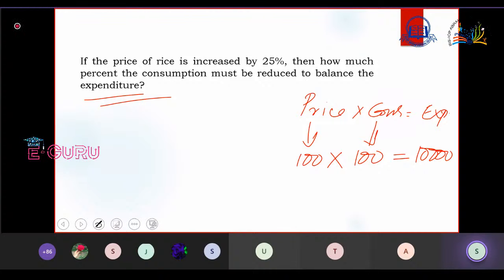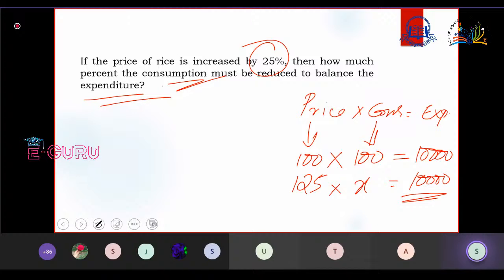Now again, it is mentioned that the price is increased by 25%. That means instead of 100, now the price is 125 per kg. We need to find out what should be the consumption so that the expenditure is balanced. Balancing means we need to limit the expenditure to the existing value only. That means even though the price is increased, our expenditure should be 10,000 only. So something happens to this consumption, we can put the value x there. So 125 into x should again be 10,000, right?